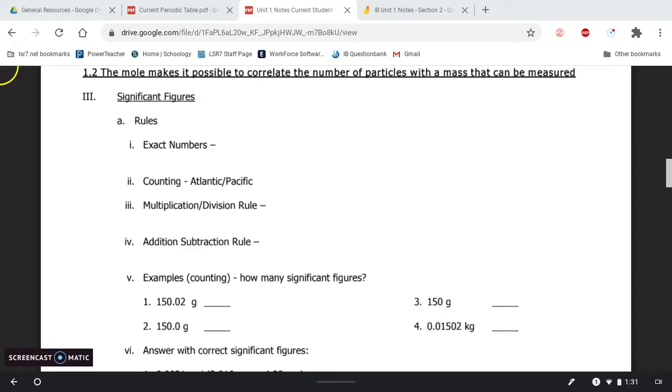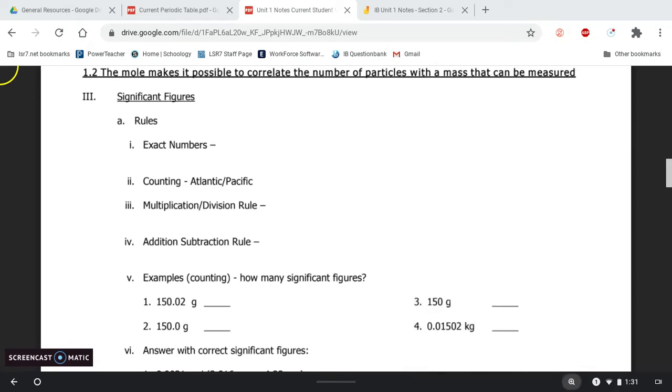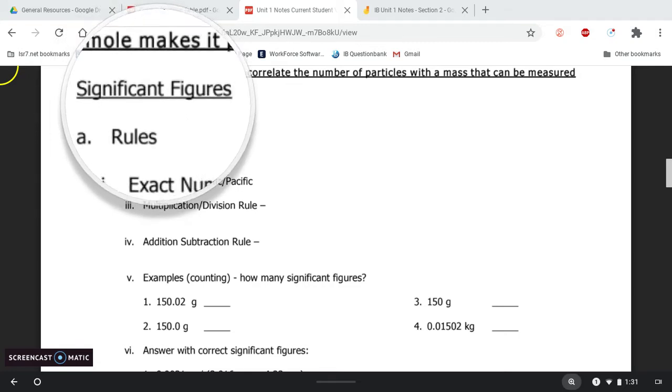All right, guys, we're going to take a look at the next section here. So remember, just try to take as good notes as possible. This is review, but that does not mean that you remember all these things. Something we learned pretty early on in chemistry is right here: significant figures.